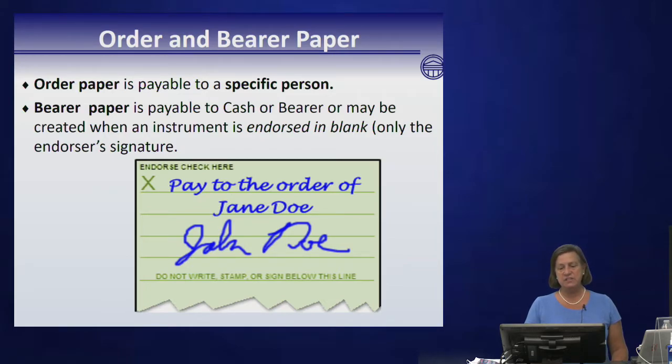All right, so let's look at this endorsement. Pay to the order of Jane Doe, signed John Doe. So this is not an endorsement in blank.